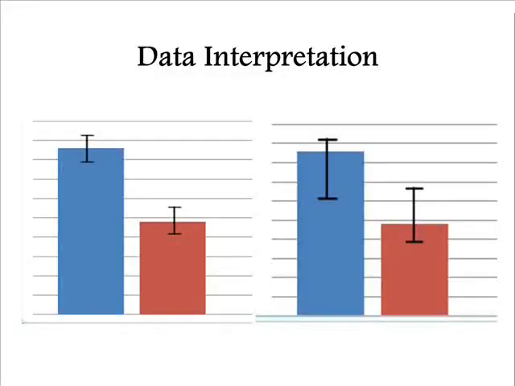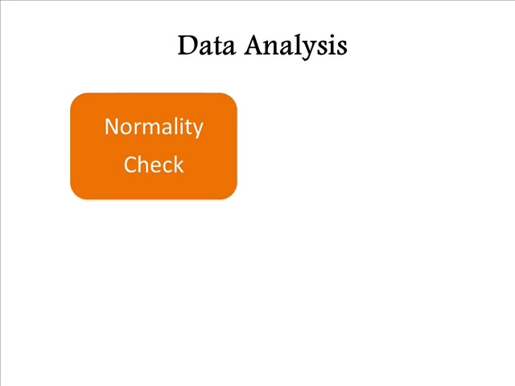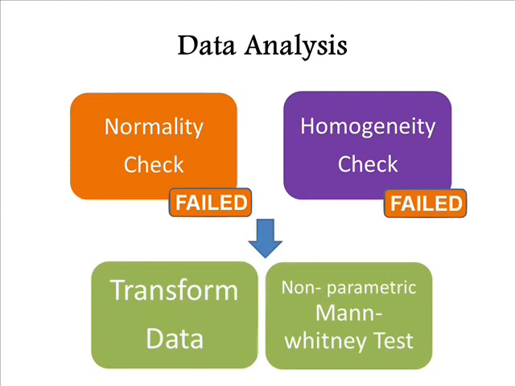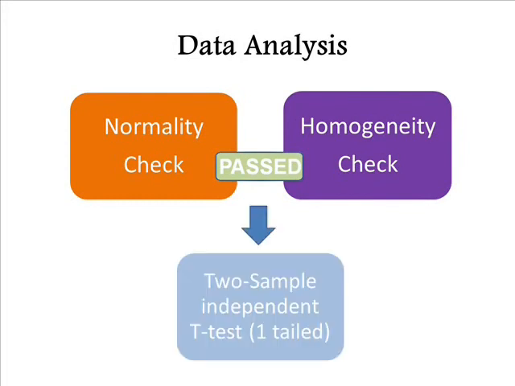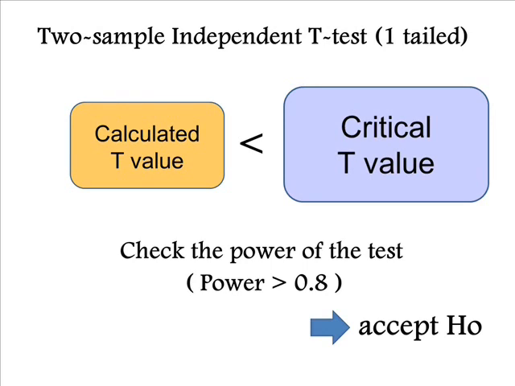We can visualize the results from histograms, and we then need to check whether the datasets distribute normally or have equal variance. If they don't, we need to either transform the data or perform the non-parametric test. If the data passes the normality and equal variance check, we can move on to a one-tailed 2-sample independent t-test. For each hypothesis, if the calculated t-value is greater than the critical value, we can reject the null hypothesis. Otherwise, we should check the power of the test before accepting the null hypothesis.